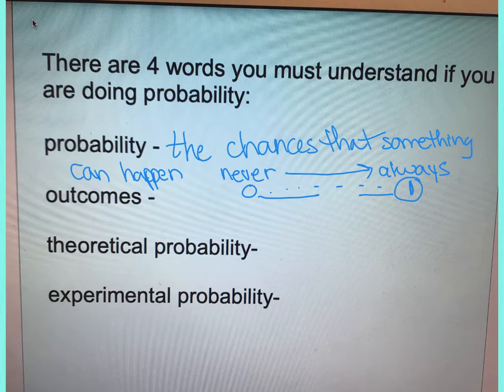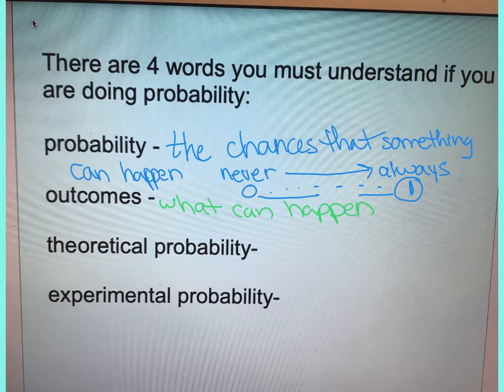Okay, second word you got to know is what an outcome is. So an outcome literally is just what can happen. So if I talk about what are the outcomes of flipping a coin, you would say, hopefully, heads and tails. That's what can happen when you flip a coin. So those are the outcomes.